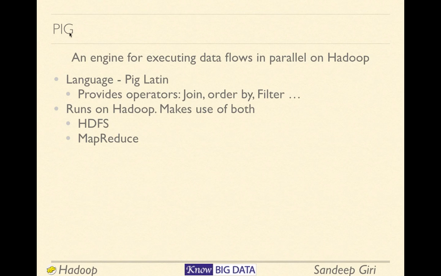So Pig is basically an engine for executing data flows in parallel, when you have to do a lot of data processing, and that too on big data. Big data means a huge amount of data you can't handle on a single machine. If we could handle it on a single machine, we'd just use the Unix command line and process the whole data, or we would use SQL.